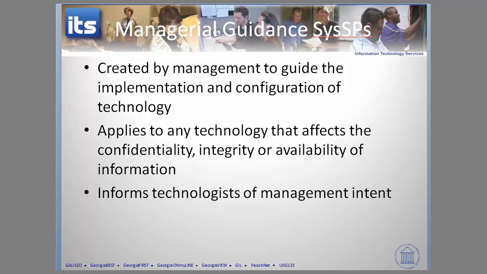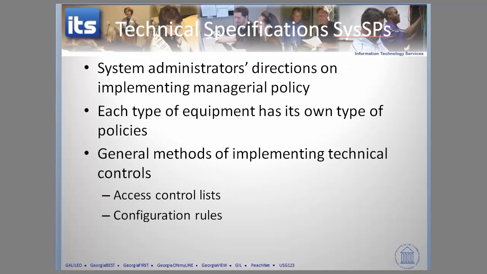All right, so again, we've talked about system-specific security policy can be separated into managerial guidance, which I've just talked about. Let's now look at the technical specifications, the second component of that system-specific security policy. So here what we're trying to do is get into how we are going to implement technical controls within that environment, how we're going to configure it, how we're going to set it up. And each type of equipment is going to have its own policies associated with it.